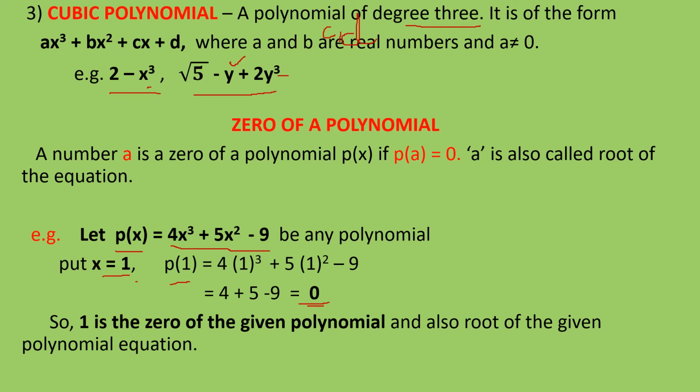If the value of the polynomial is not coming 0, maybe it is coming 1, 2, minus 1, minus 2, then that value which we are putting is not the zero. But if the value is coming as 0, that means it is the zero of the given polynomial. So here we have put x equal to 1, so 1 is the zero of the given polynomial. And the zero of the polynomial is also called the root of the given polynomial.